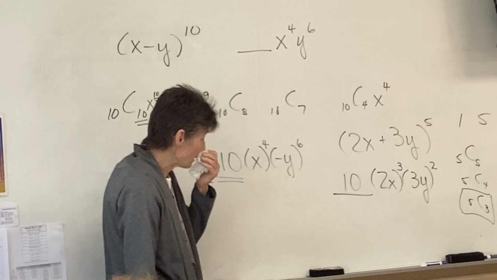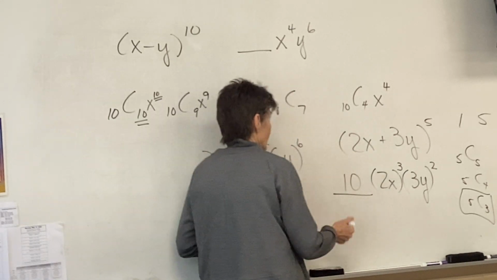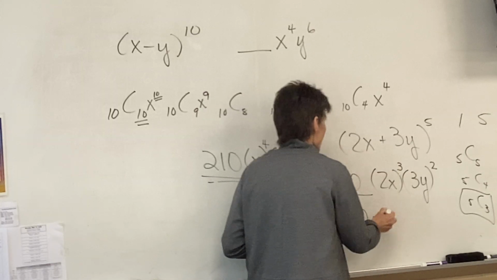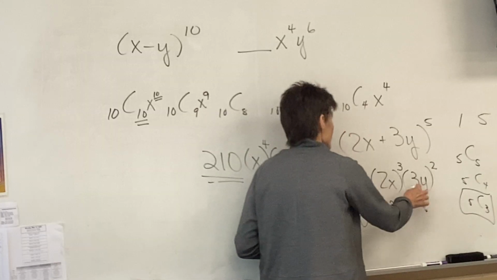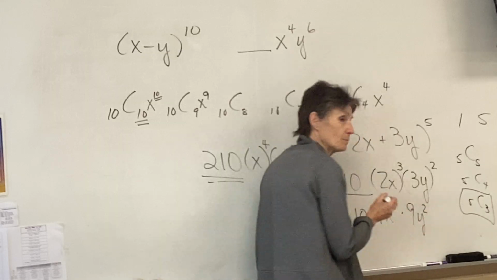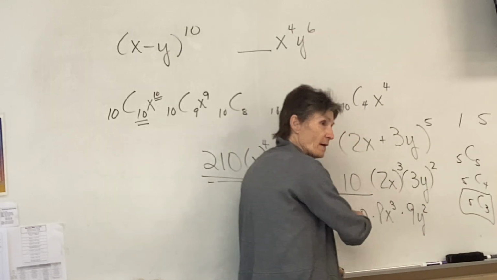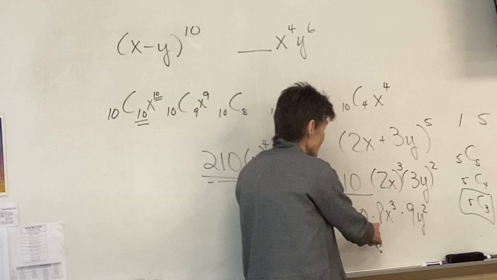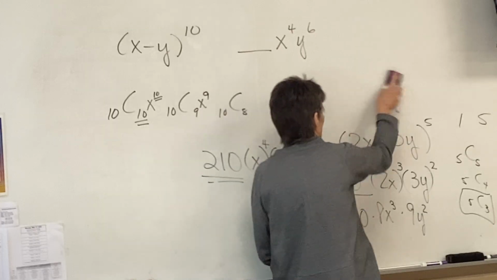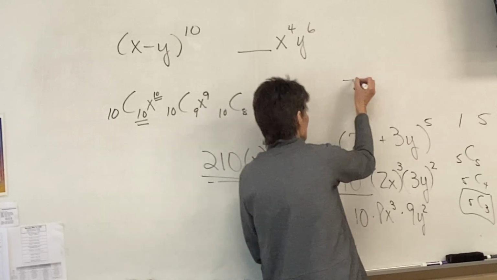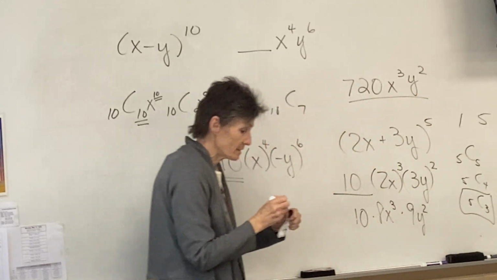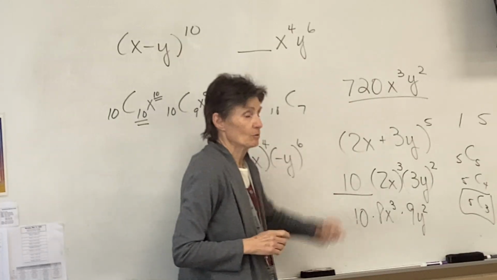And this is where, if you're not careful, you can mess it up. What is 2x cubed? 8x cubed. Good. What is 3y squared? 9y squared. Now I multiply all that together. 10 times 8 times 9 is 720. And then I have my x cubed and y squared. So the question said, what is the third term? That is the third term.